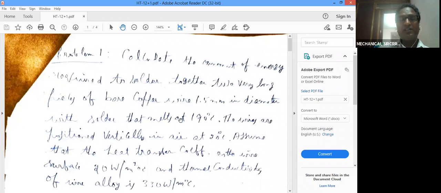In the online classes, we'll explain the procedure for how to solve a problem. But that is not sufficient from the student's point of view. You have to solve more problems on your own. Then only it will be very easy to solve any type of problem in the final exam.